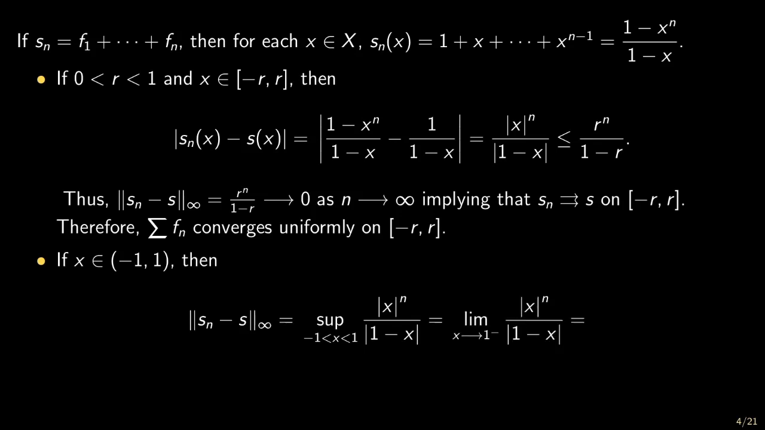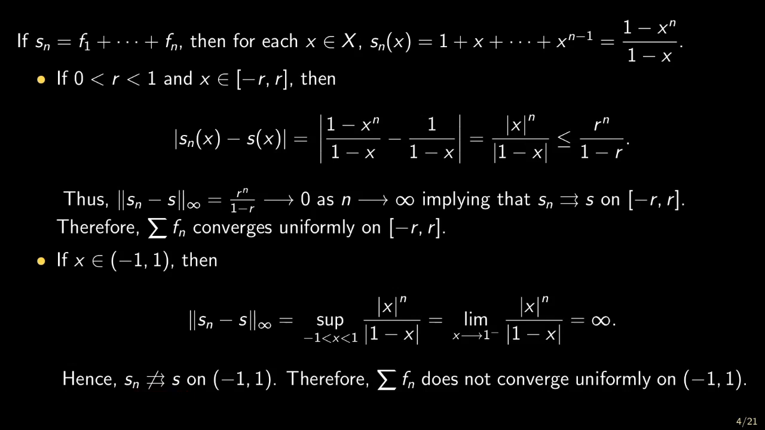Indeed, this supremum can be achieved by taking the limit of this expression as x approaches 1 from the left, and therefore, the supremum norm of s_n minus s is infinity, and that does not converge to 0 as n approaches infinity. Hence, s sub n cannot converge uniformly to s on the open interval from minus 1 to 1. And therefore, this infinite series does not converge uniformly on the open interval from minus 1 to 1.